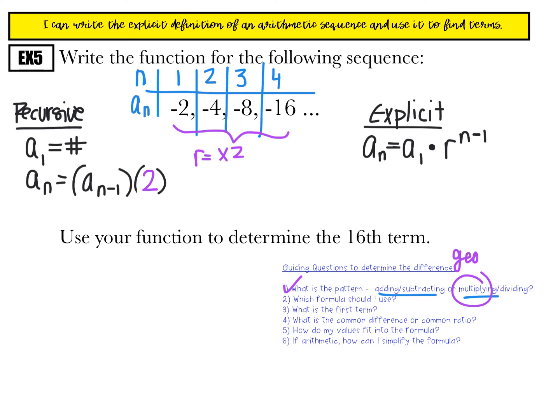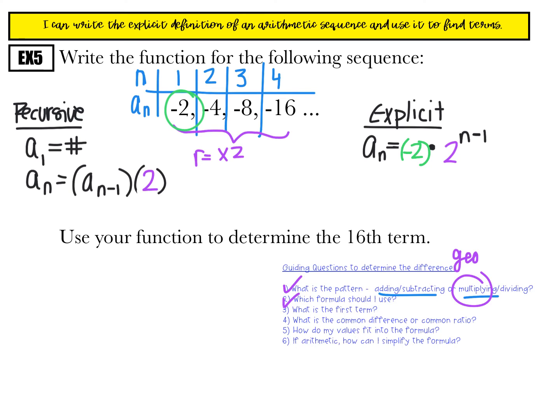And over here, in my explicit, it's just a sub 1 times whatever R is to the n minus 1. So I'm going to replace this with 2. And then what is my first term? Well, my first term is negative 2. So I can replace a sub 1 in my function with, and I'm going to put it in parentheses just to keep it together, negative 2.